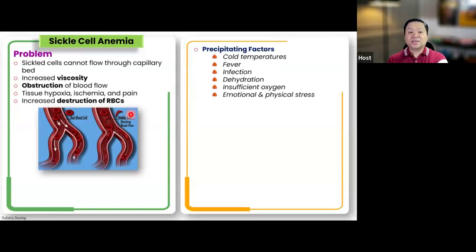usually will be aggravated when they are exposed to cold temperatures, okay? And so it can cause vasoconstriction. So they are not supposed to be exposed out in the elements, especially during the winter season. This can cause that sickle cell crisis. They should not be exposed to extreme cold temperature. Fever can also precipitate that, especially as the person can become dehydrated. There is fluid loss when there is hyperthermia. And so there will be aggravation of the sickling process and also the obstruction and viscosity of the blood.